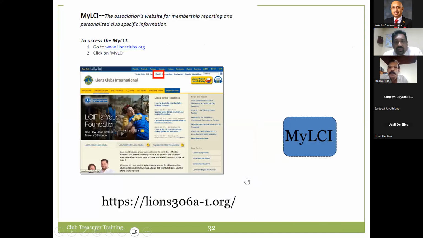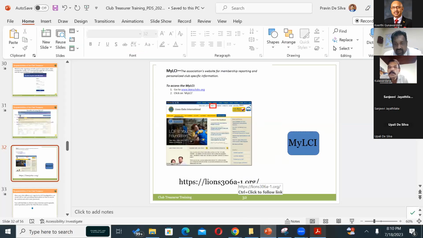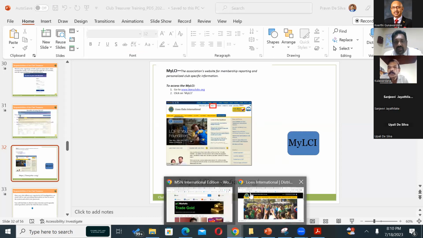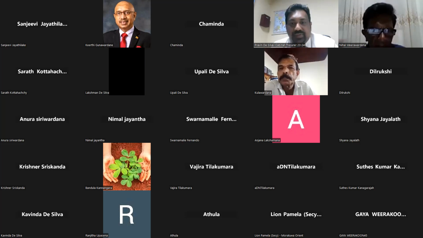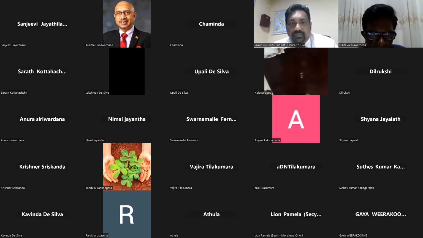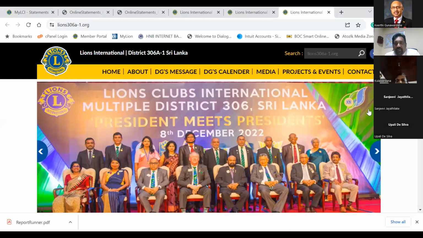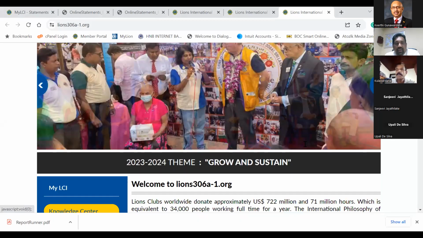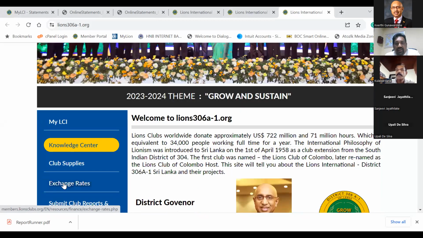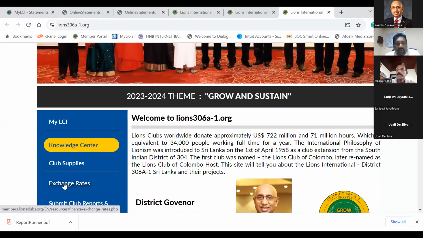So now when you go to this website, the Lions 306A1 org website, if you all want, just write it down. Once you go to this website, you will come to this page. I will share that website now. Yeah, you will come to this web page. Here there's an icon called exchange rate. Every month, the exchange rate is uploaded here.